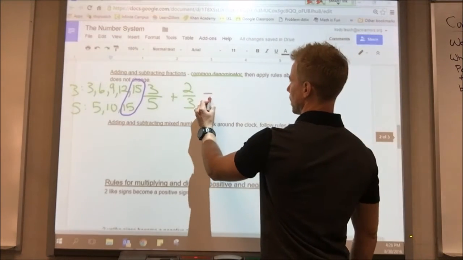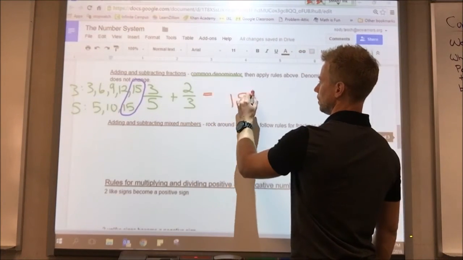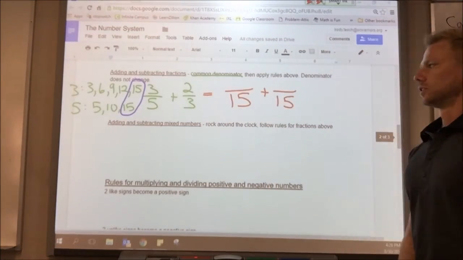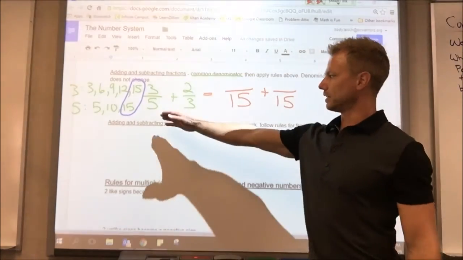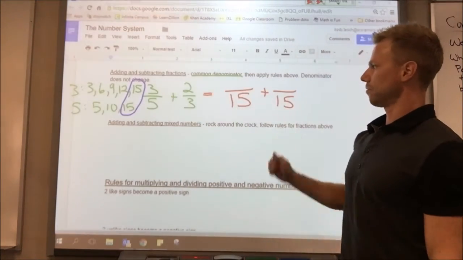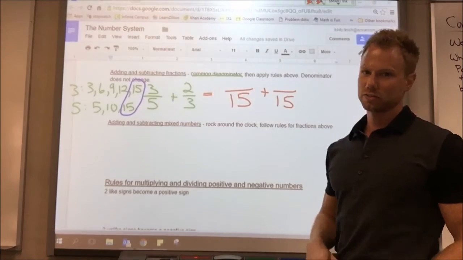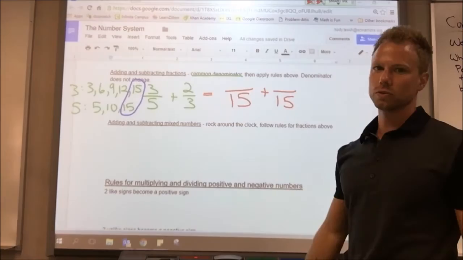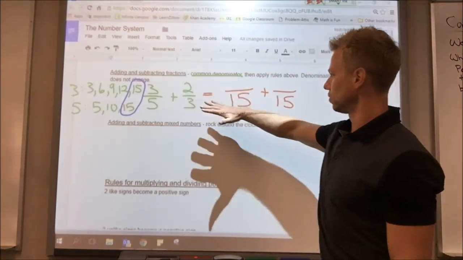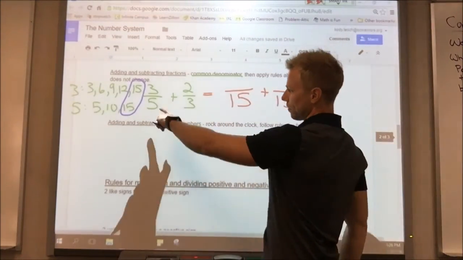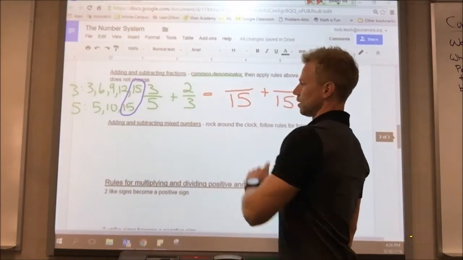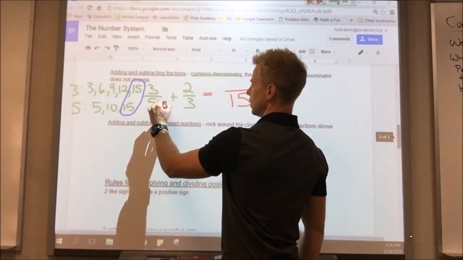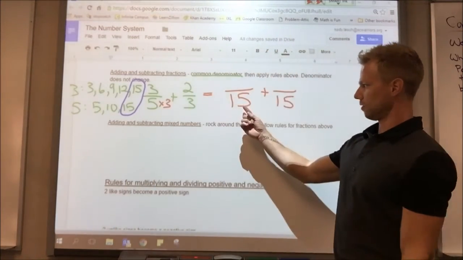So we're going to rewrite our fractions with 15. We have to figure out what we did to each denominator to get 15, though. We can't just change the bottom to 15 and leave the top as 3 and the other one as 2. Whatever we did to the bottom, we have to do the same thing to the top. So we have to think 5 times what is 15? 5 times 3 is 15. That gave us this denominator.